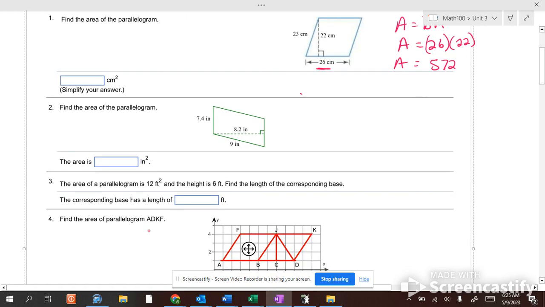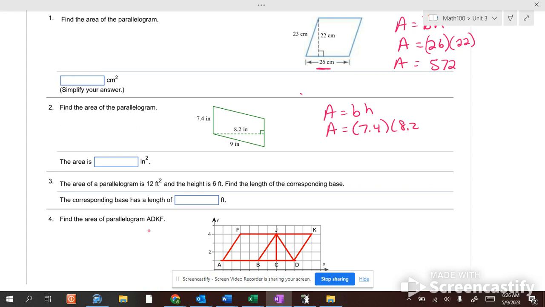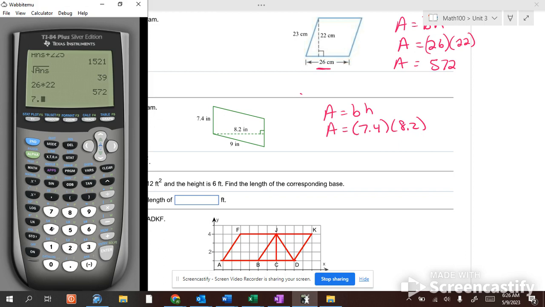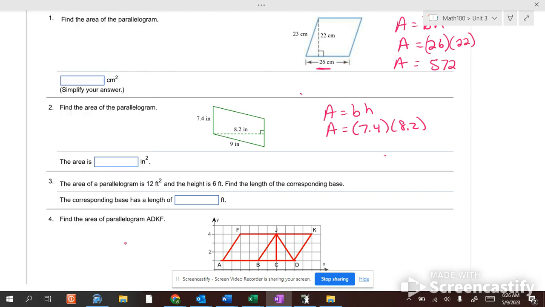Now here, the base is not 9. The base would be 7.4, because 7.4 is a side, and the perpendicular distance to the other side is 8.2. And that's the height. So the base is 7.4. The height is 8.2. So if we take 7.4 times 8.2, we get 60.68.